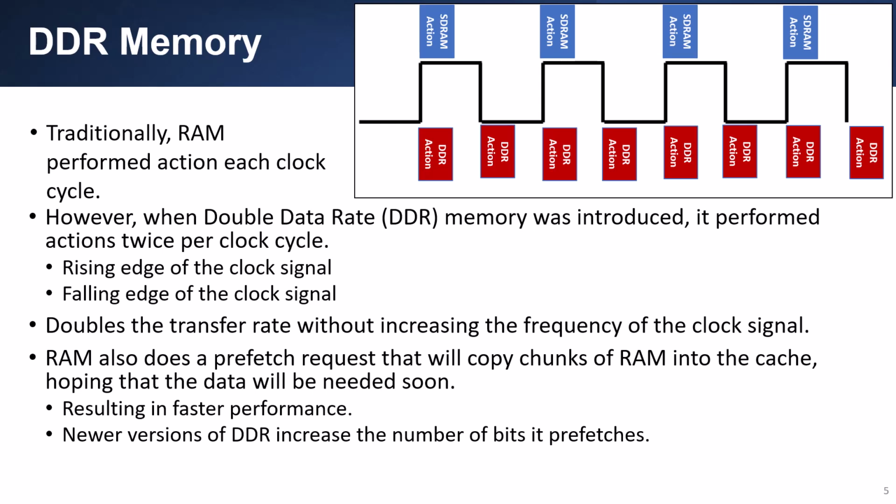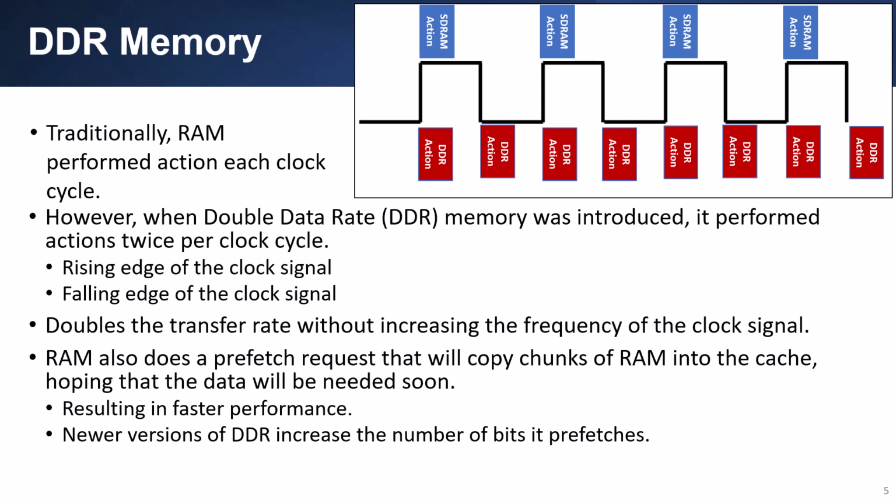Early RAM performed action each clock cycle. However, when double data rate or DDR memory was introduced, the DDR memory performs actions twice per clock cycle, once during the rising edge of the clock signal and once during the falling edge of the clock signal. This doubles the transfer rate without increasing the frequency of the clock signal.